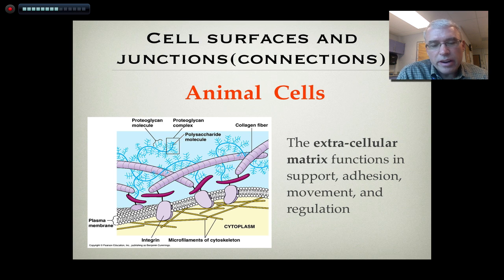Animal cells, on the other hand, are usually surrounded by a material called the extracellular matrix. Now, when you see the word extra attached to any word, it means outside of. So the extracellular matrix is the material outside of an animal cell's membrane that allows it to hold itself up or attach itself, adhere to other animal cells or other cells, and also maybe to move or to regulate it in some way.